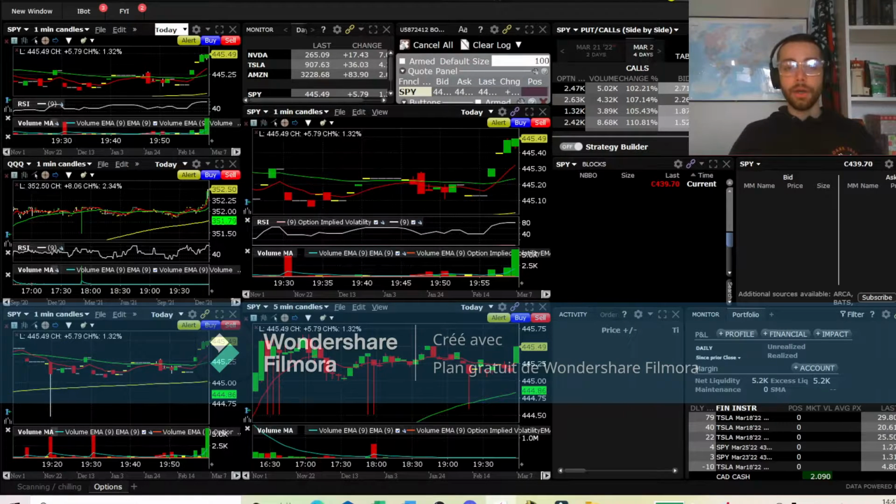Another term is a block. A block is one block that usually represents a part of one sweep, so it's a smaller order. It can still be relatively big money-wise, a couple hundred K, but usually sweeps are around a million, a couple hundred K. Blocks tend to be between 10 and maybe 100K.